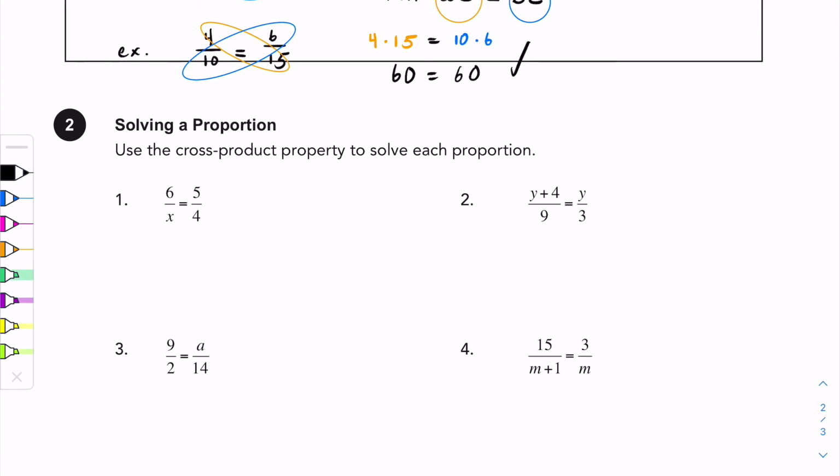Moving on to the next example set, I'm going to do number 1 and 2 while I explain them, and then 3 and 4, please just follow along as I complete the answer. So number 1, we have 6 over x is equal to 5 over 4. So we're going to multiply 6 and 4, and then we are going to multiply x and 5.